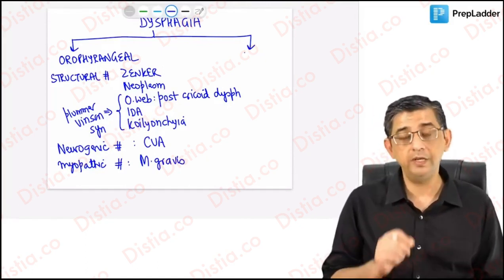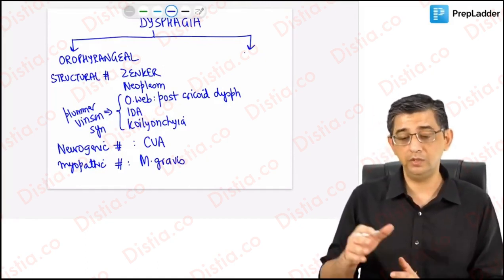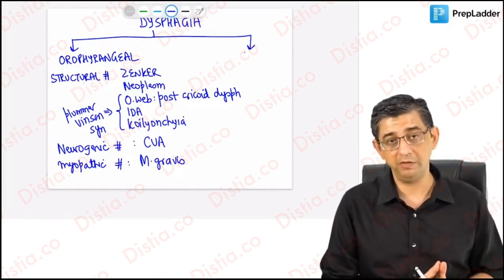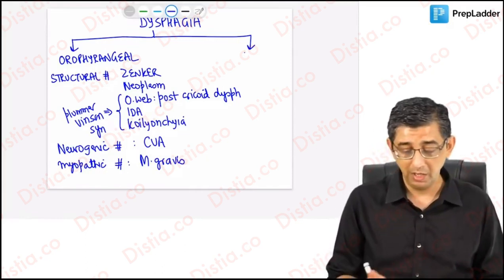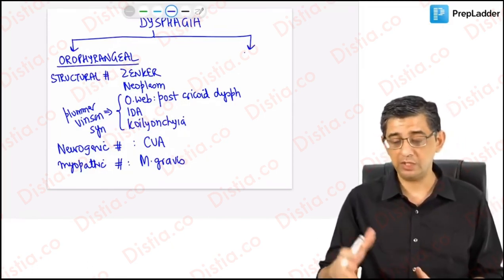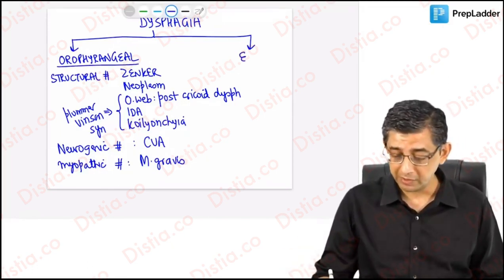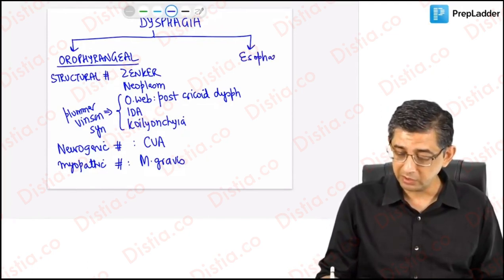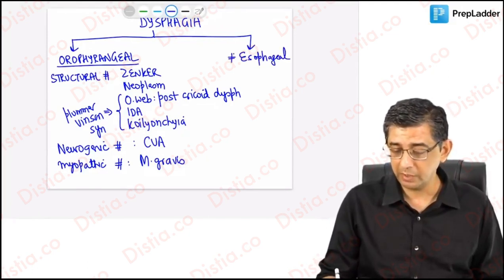So we definitely need to avoid that bias that only the specific esophageal disorders that we have discussed are the ones which are responsible. In fact, oropharyngeal causes always have to be ruled out first before we start thinking in terms of what we have discussed as standard esophageal disorders contributing to development of dysphagia.